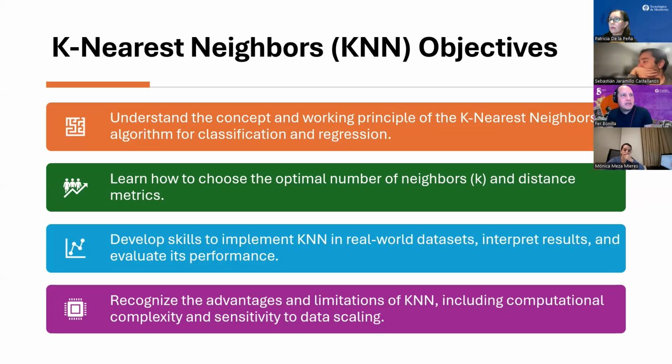So for today, as I told you, we'll take a look at nearest neighbors and support vector machine. The nearest neighbors approach takes into consideration how close or how far two elements are from each other, and based on the different characteristics of those elements, will classify them into one group or the other. We will learn how to identify the different neighbors and distance metrics. We will develop how to implement KNN for real-world data sets and give an interpretation to those, and also recognize the advantages and limitations of nearest neighbors.